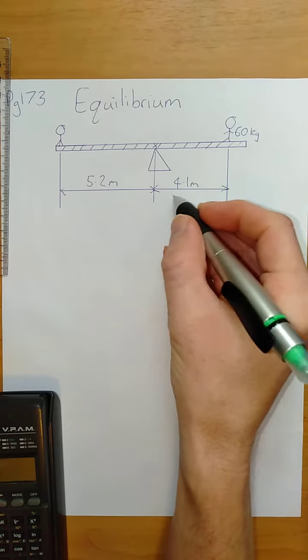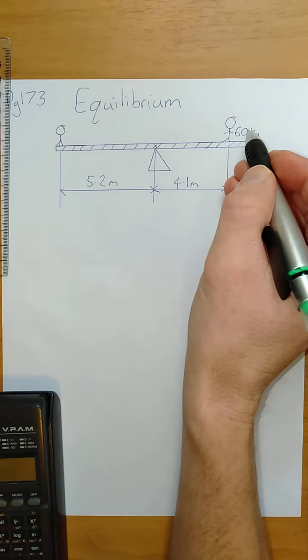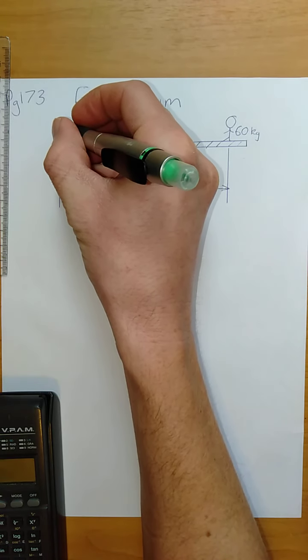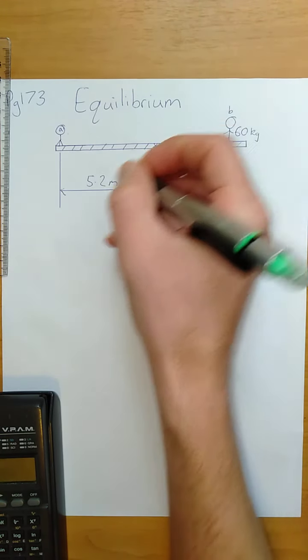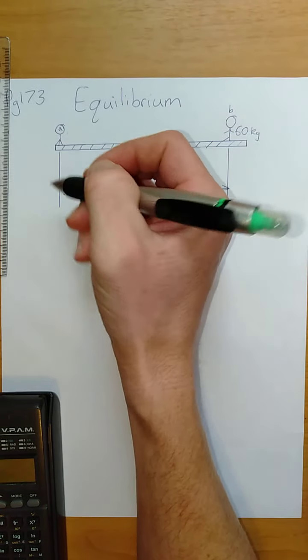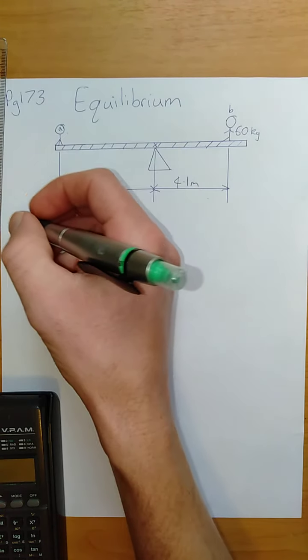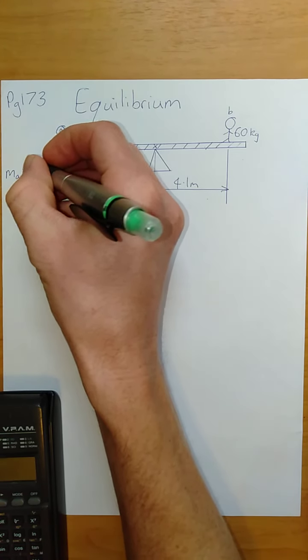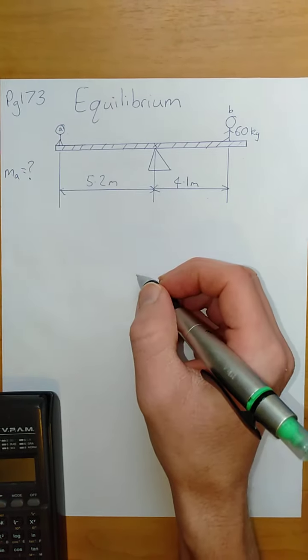Alright, so I've labelled the respective distances and this mass here. We'll call this person person A, and this one up here is person B. So we're going to try and find the mass of person A is our job. So I'll put that up. Mass of A is equal to question mark. That's what we're going to try and find.